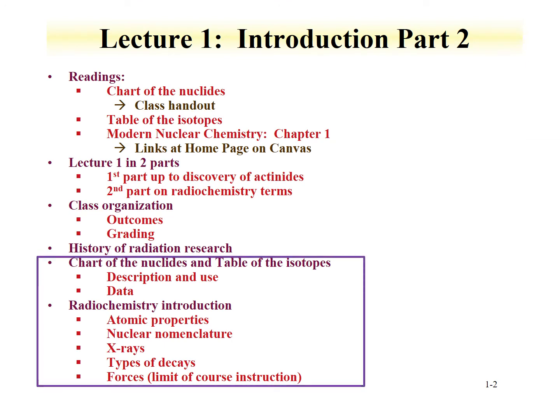The first lecture covered class organization and the history of radiation research. We ended with the discovery of the actinide elements. Part 2 is going to talk about the chart of the nuclides and table of the isotopes. We're going to go over the description and use of these databases and how the data is presented.